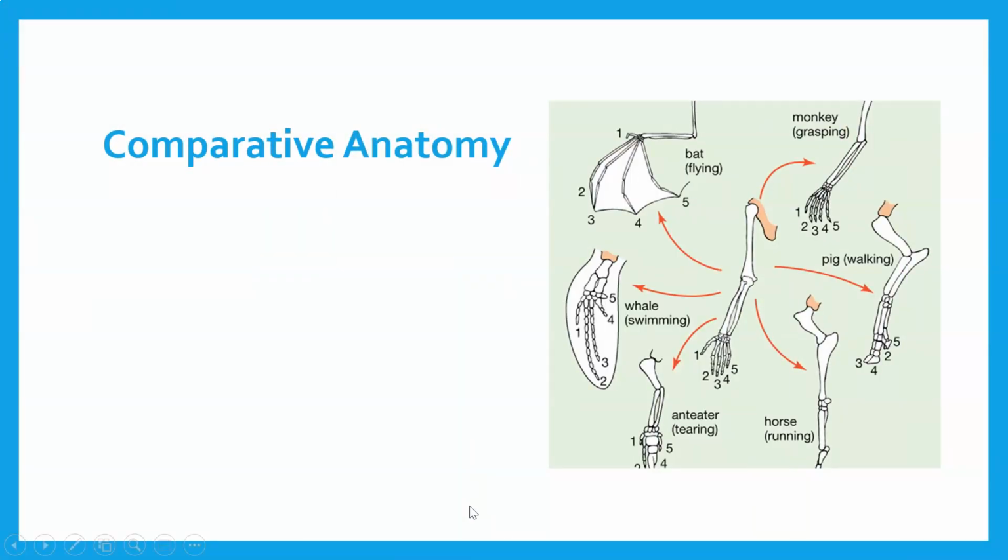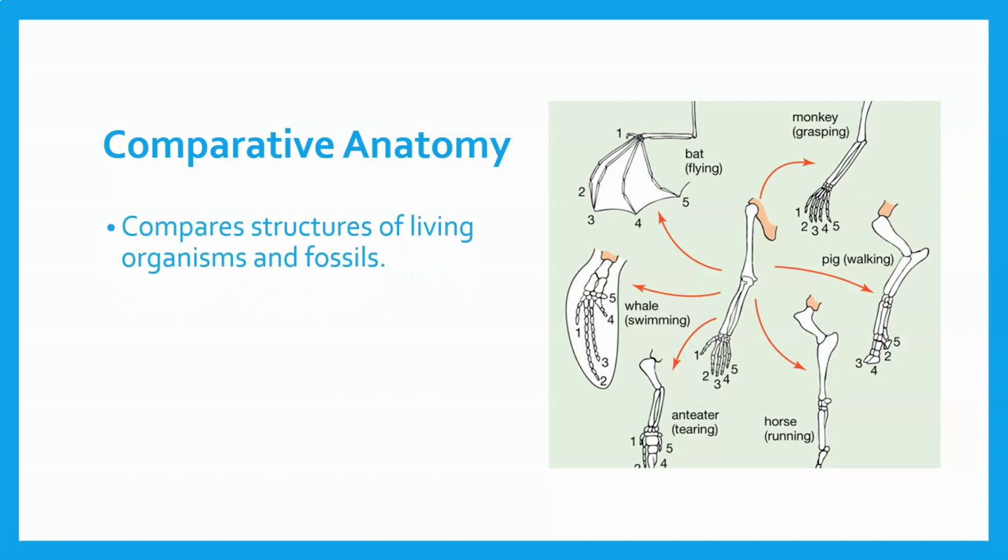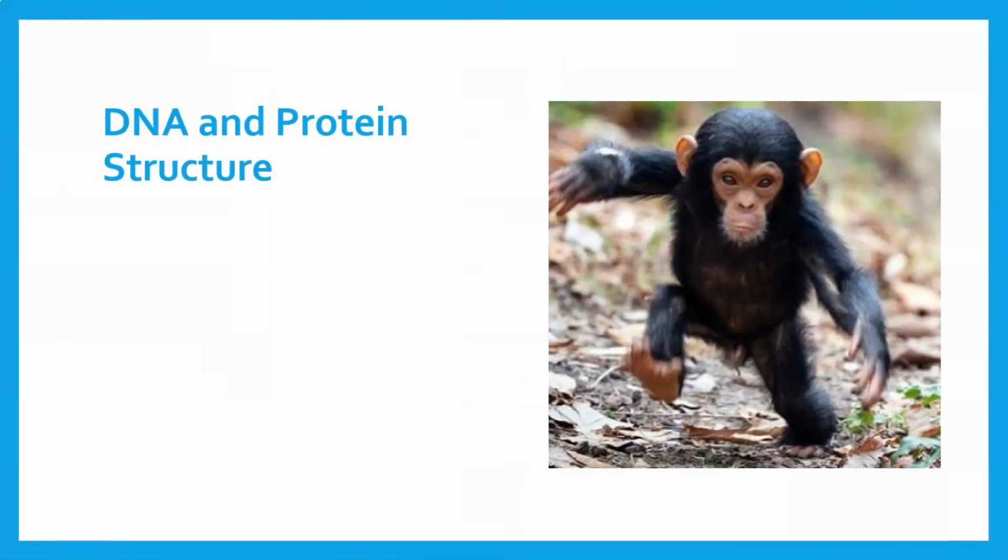Another piece of evidence for evolution is the concept of comparative anatomy, and we spoke about this with our homologous structures. Comparative anatomy compares structures of living organisms and fossils. It allows us to observe those homologous structures that we've already spoken about.